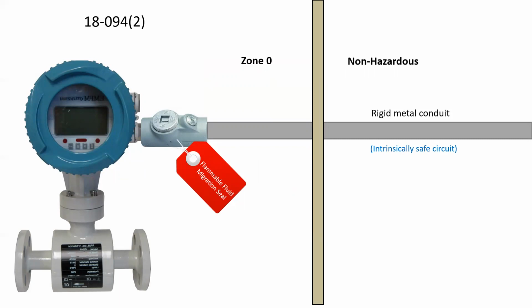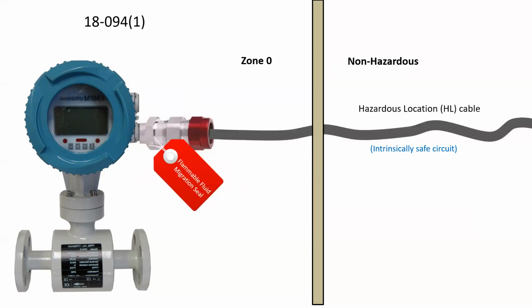18094, Subrule 2, indicates when we are bringing a rigid metal conduit to a device, the device is going to be intrinsically safe, and because of that, we don't need an explosion-proof seal. Only a flammable fluid migration seal is required to prevent the migration of flammable fluids through the conduit. In the same way, if a cable is used, a flammable fluid migration seal would be required.